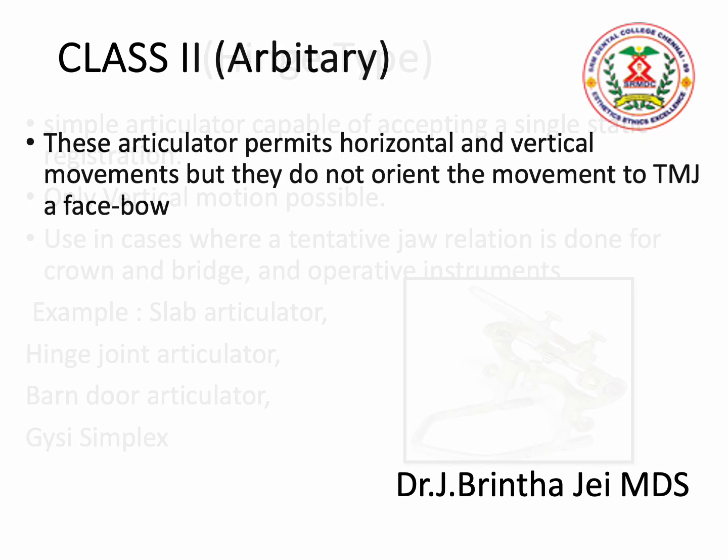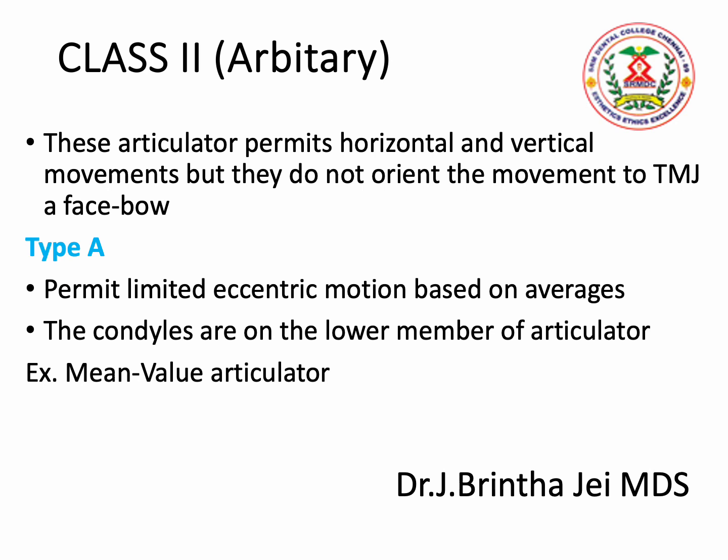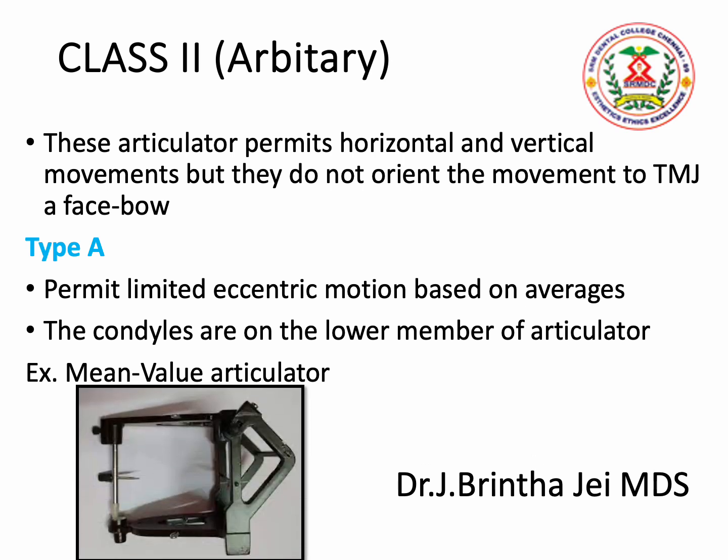Next comes class 2. It is otherwise called arbitrary articulator. So this articulator will permit horizontal and vertical movements, but they do not orient the movement to the temporomandibular joint. Here some subtypes are available. Type A will permit limited eccentric motion based on averages. The condyles are on the lower member of the articulator, and the good example is the mean value articulator.